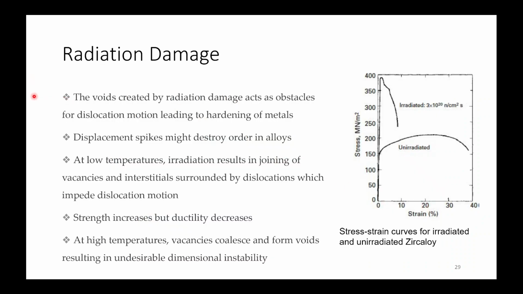Now, the voids created by radiation damage act as obstacles for dislocation motion, so it leads to hardening of the metal. Certain metals might undergo this type of hardening, making them brittle. So not all materials can be used, for example, for making shields for radiation. Displacement spikes might destroy order in alloys, and at low temperatures irradiation results in joining of vacancies.